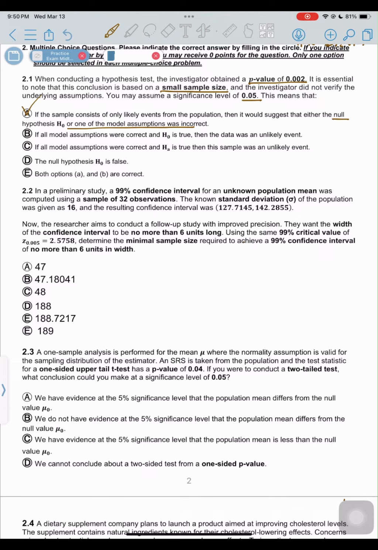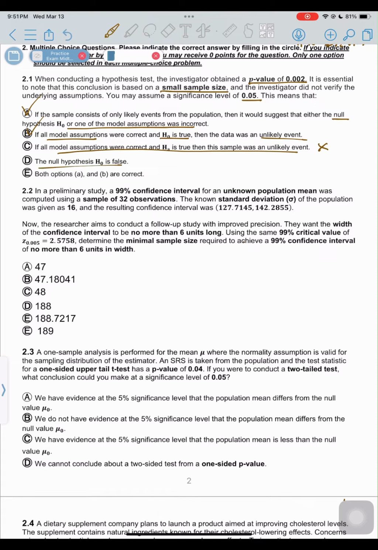And then B: if all assumptions were correct and H naught is true, the data was an unlikely event. So if all model assumptions were met and H naught is true, then it is going to be an unlikely event, because the low p-value suggests that the observed data is unlikely to occur. So the null hypothesis is rejected, which is why it's going to be an unlikely event. So A and B are right. So that makes C not right, because it's basically the opposite of B.